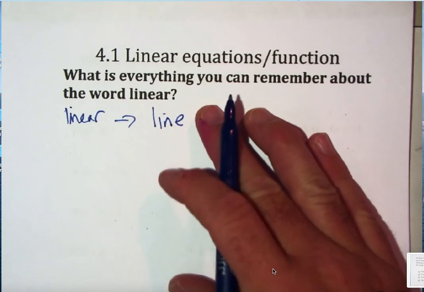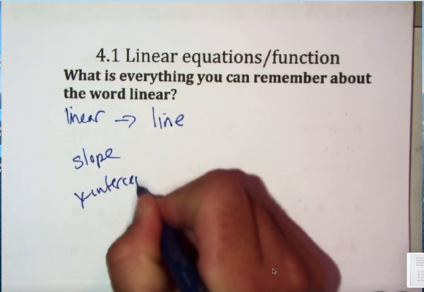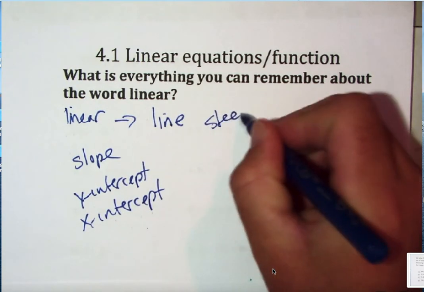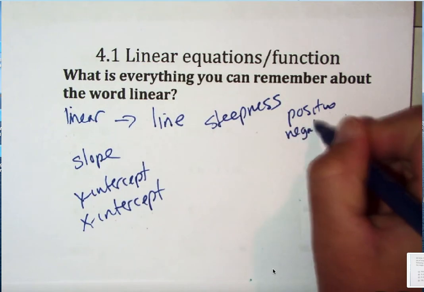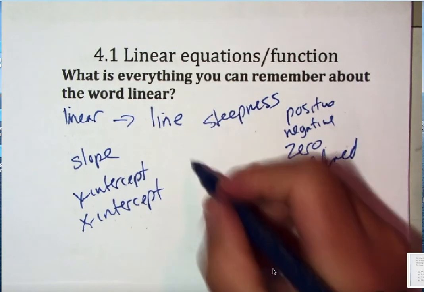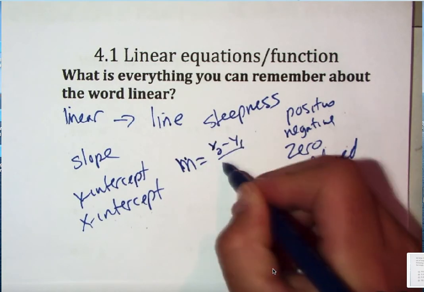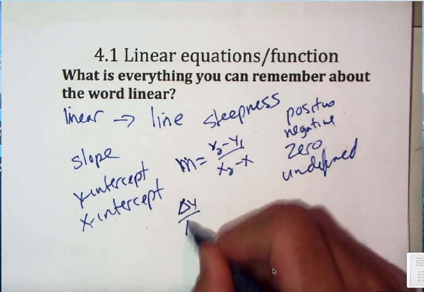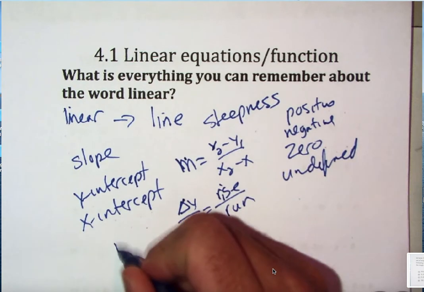Some vocabulary words that you're going to see: something called slope, y-intercept, x-intercept. You're going to hear about steepness. You're going to hear about positive, negative, zero, and undefined. You're going to see some formulas: m equals y2 minus y1 over x2 minus x1. You're going to hear things like change in y over the change in x, which is the same thing as rise over run. And the word ratio.